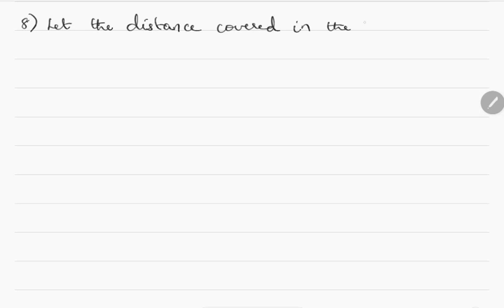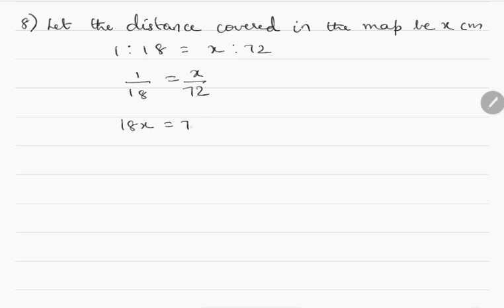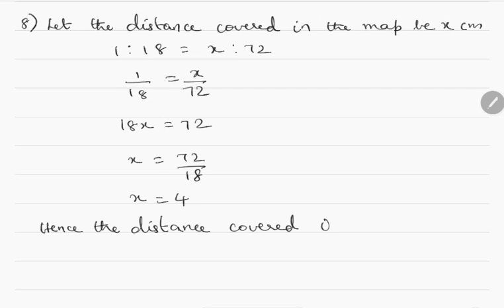Let the distance covered in the map be x centimeters. Here it is 1:18 is to x is to 72, or in a similar way 1 by 18 equal to x by 72, or 18x is equal to 72, or x equal to 72 by 18, x is equal to 4. So hence the distance covered in the map would be 4 centimeters.